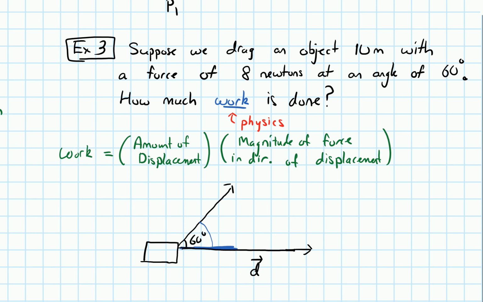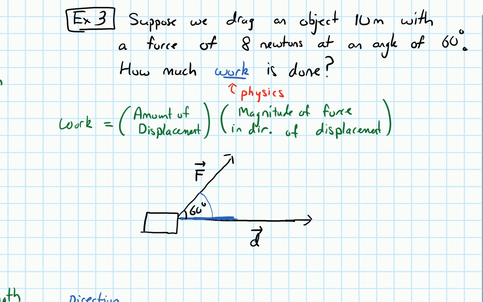And let's denote the force. Force is a vector as well, so F with a vector arrow on top of it. So the work, in terms of these vectors, would be equal to, first, the amount of displacement, which is the length of this displacement vector, the length of d. And then the magnitude of the force, that's the length of the force vector, but in the direction of displacement.